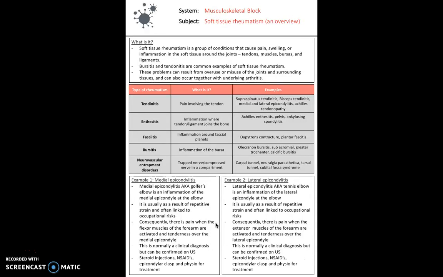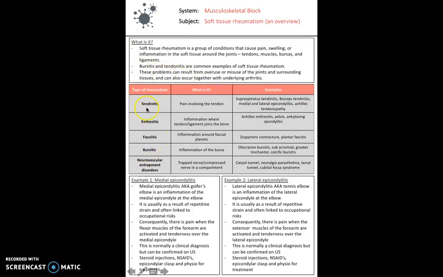Soft tissue rheumatism, so this is just a brief overview. Soft tissue rheumatism is a group of conditions that cause pain, swelling or inflammation of the soft tissue around the joints. As we've already discussed, soft tissue refers to tendons, muscles, ligaments and bursas. Bursitis and tendinitis are common examples of soft tissue rheumatism that occur in clinic, and they can result from overuse or misuse of the joints and the surrounding tissues, and they can occur together with underlying arthritis as well.